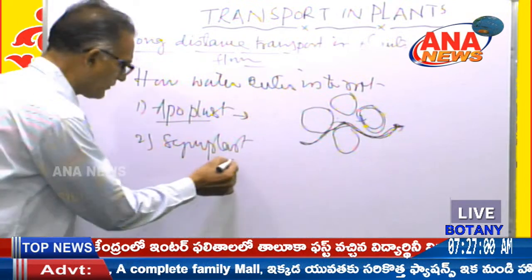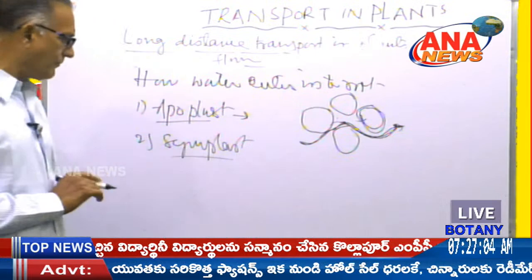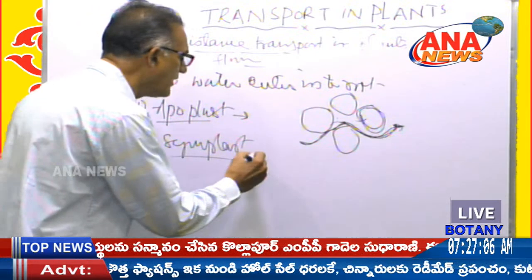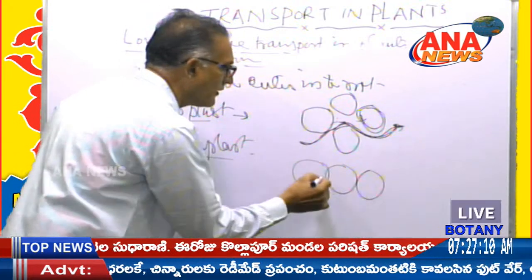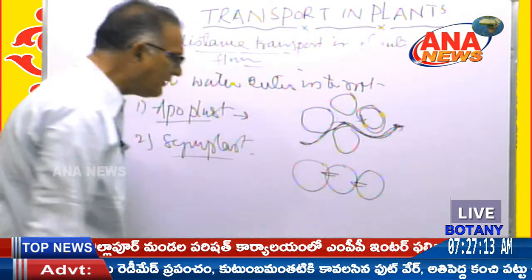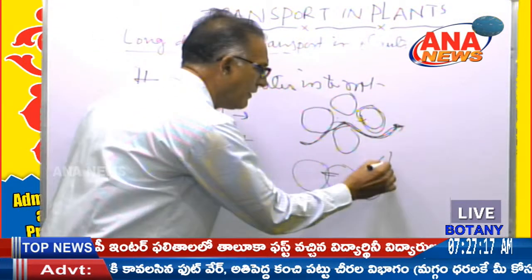Next, symplast. Symplast is a system connected with the cytoplasmic strands. The neighboring cells are connected with the plasmodesmata.